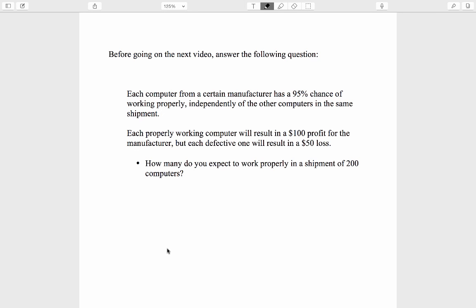Before going on to the next video, answer the following question. Each computer from a certain manufacturer has a 95% chance of working properly, independently of the other computers in the same shipment. Each properly working computer will result in a $100 profit for the manufacturer, but each defective one will result in a $50 loss. The question is, how many computers do you expect to work properly in a shipment of 200 computers? First think whether this question can be answered using the n times p shortcut, or whether it can't be solved that way. Either way, apply the appropriate method for solving it.